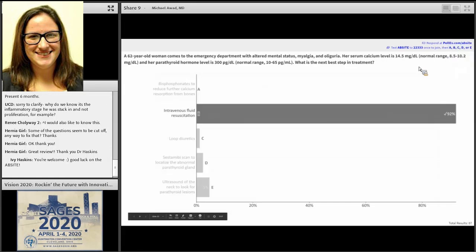Awesome, you guys got it. This is one of those next best step questions. So the next best step is going to be fluid resuscitation. Once they've gotten resuscitated, then you'd start the loop diuretics. Once you've treated that, then you can start working up the reason for their hypercalcemia.